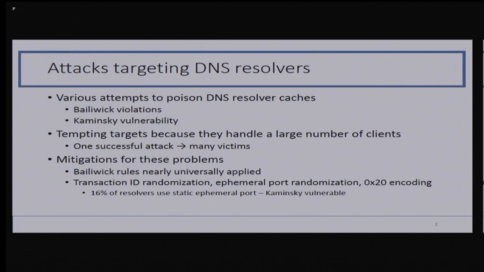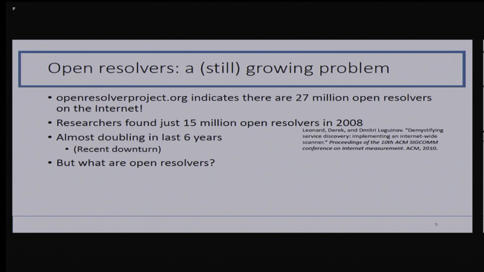So all in all, this paints a picture that security against known attacks, at least, is looking okay at the shared resolver. Therefore, my security group decided to look at a different problem, open resolvers. We've all known that these things are an issue forever now, it seems. But the Open Resolver project is still showing there's 27 million of them on the internet today. This is almost double what researchers found back in 2008. Recently, the Open Resolver project has shown a decline, and we can hope that trend continues. But in the meantime, we'd like to answer this question: just what are open resolvers?